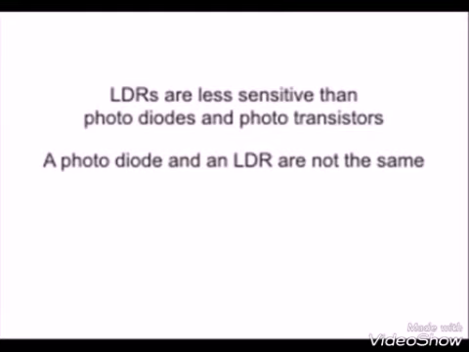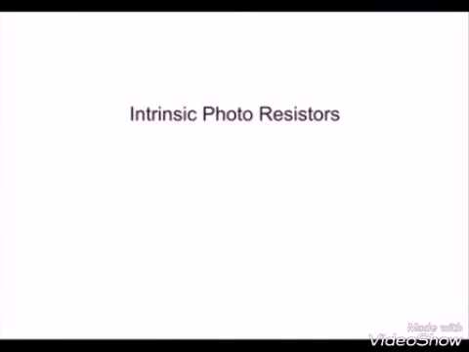Now, let us come to different types of light-dependent resistors. Based on the materials used, they are classified as intrinsic photoresistors and extrinsic photoresistors. Intrinsic photoresistors. These are made of pure semiconductor materials such as silicon or germanium. Electrons get excited from the valence band to conduction band when photons of enough energy fall on it and number of charge carriers is increased.